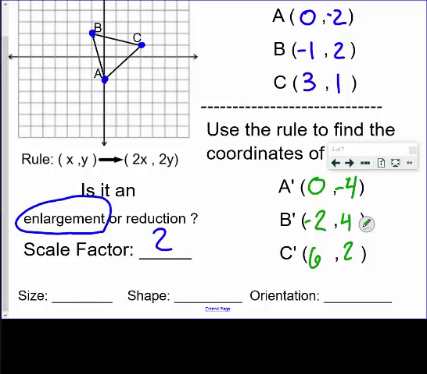It should still be a triangle. We're not changing the shape, we're just changing the space. Mine's a square. Oh goodness.